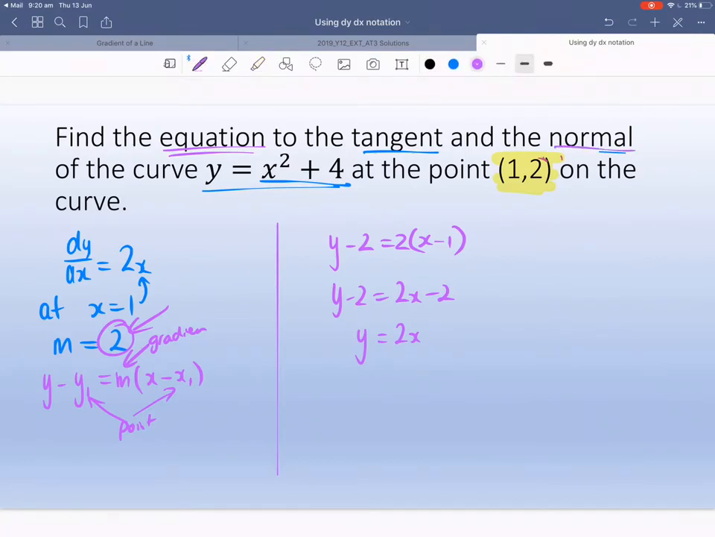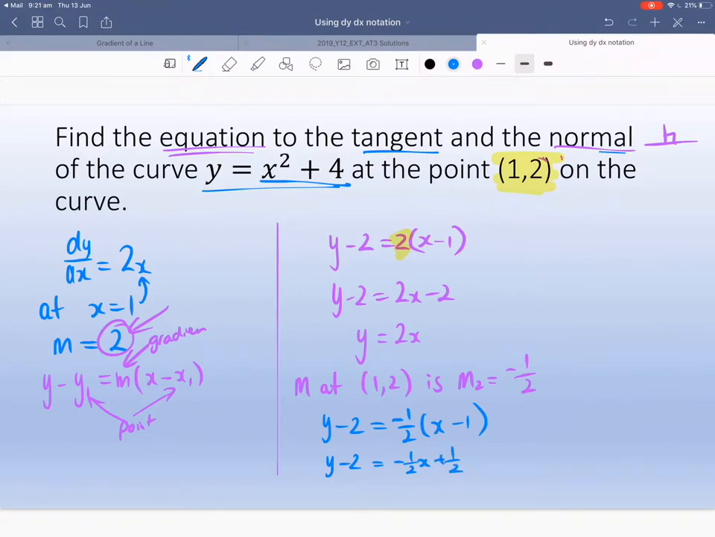Now for the normal, remember, the gradient at (1, 2) is, let's call it m2, equals negative a half, all right? Because remember, for the normal, that means perpendicular. So we're going to have the negative reciprocal as our gradient, all right? So let's use the same formula, y minus 2, and instead of 2, we're going to put our new gradient, which is the negative reciprocal, and it's the same point that we're dealing with, so that's why we're putting the same numbers in. Let's work this one out. It's going to be minus a half x, and that will be positive a half. So let's just go gradient-intercept. Therefore, y equals minus a half x, and it's a half plus 2, so that's going to be 5 on 2.